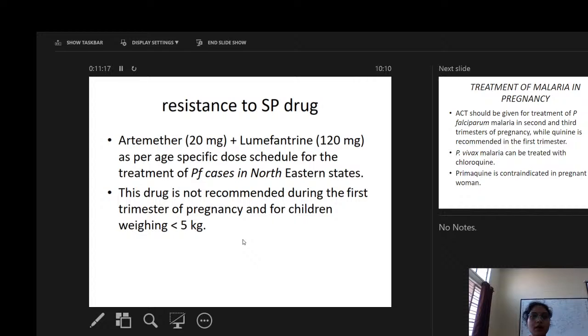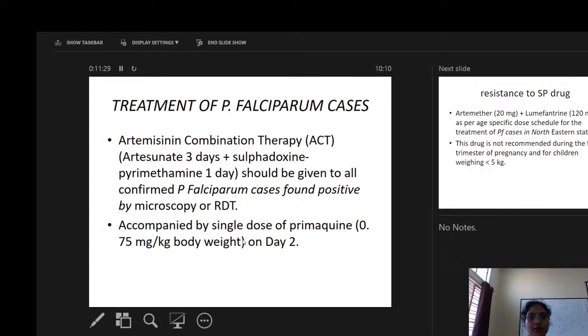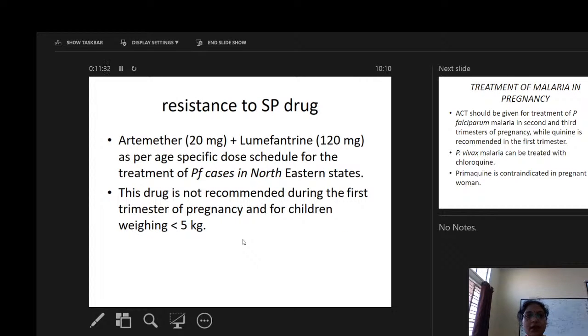Now, there are a few areas in India, like the northeastern states, where you find resistance to this sulfadoxine pyrimethamine, the SP drug. So for those cases, you will be giving artemether 20 mg plus lumefantrine 120 mg as per the age-specific dose schedule for the treatment of Plasmodium falciparum cases in northeastern states. This drug is not recommended during the first trimester of pregnancy and for children weighing less than 5 kg.